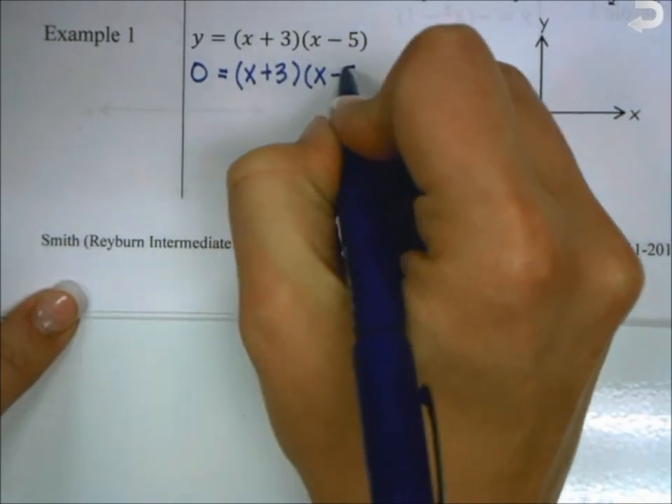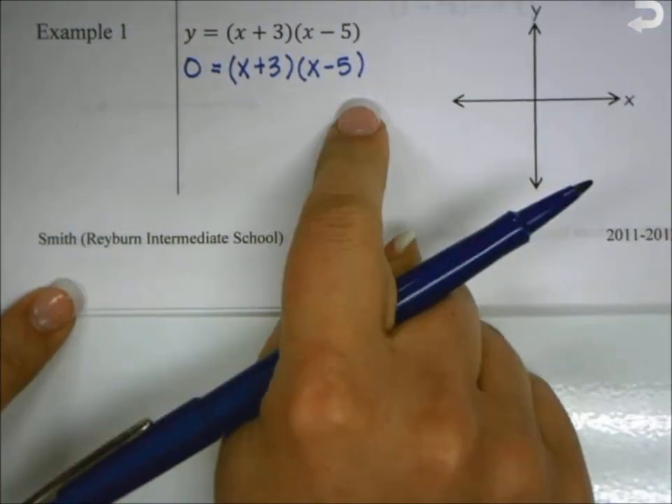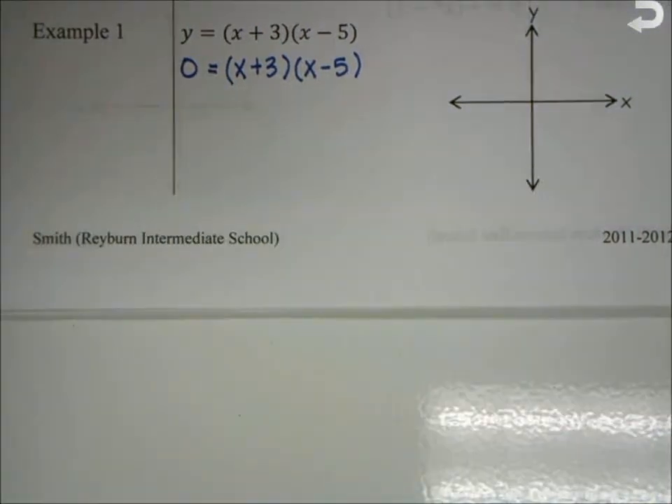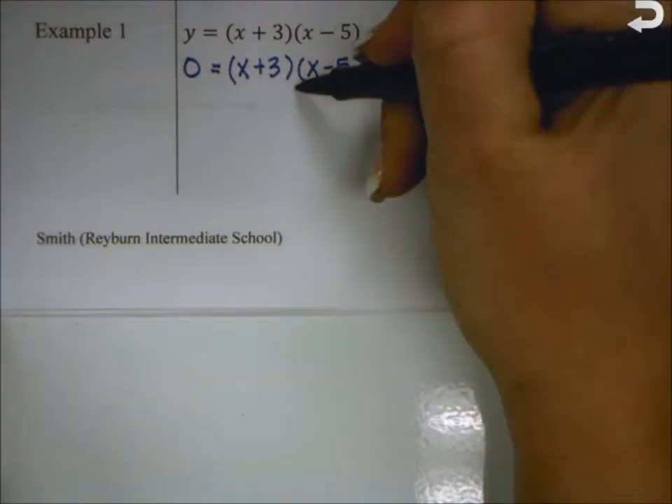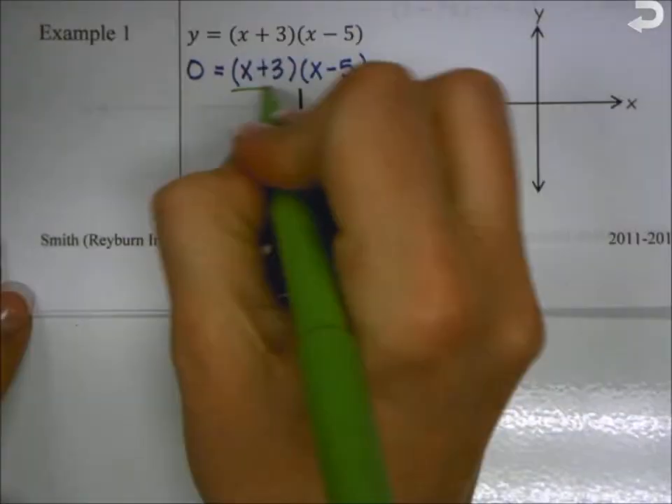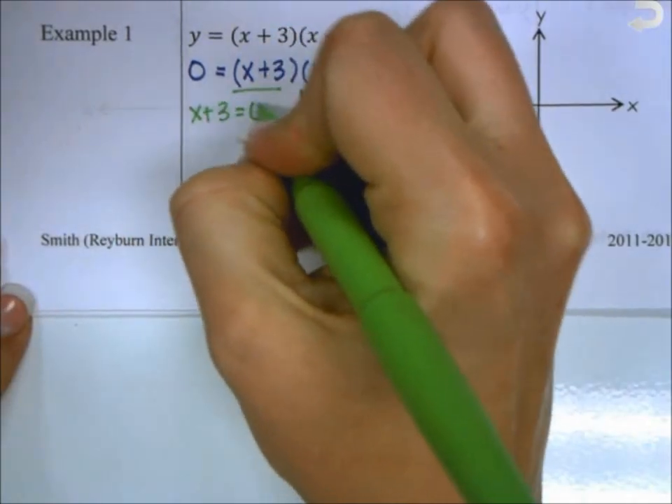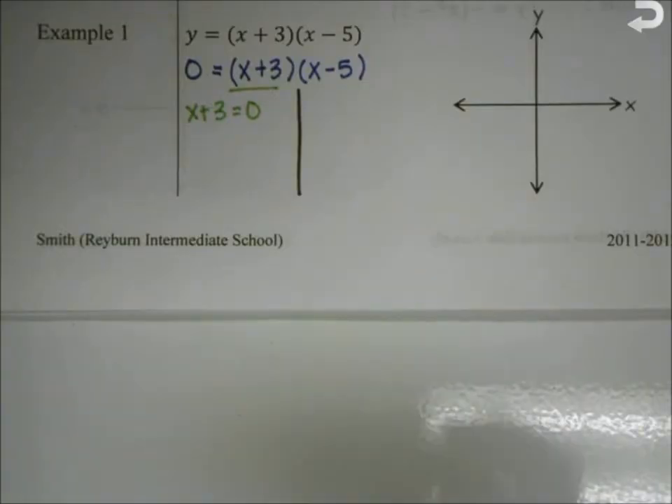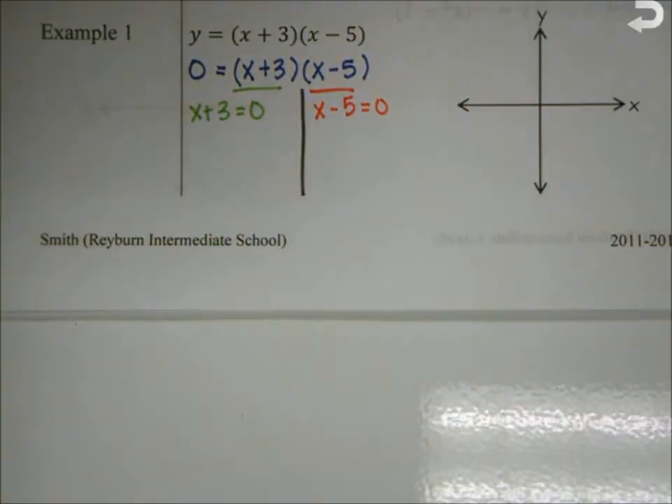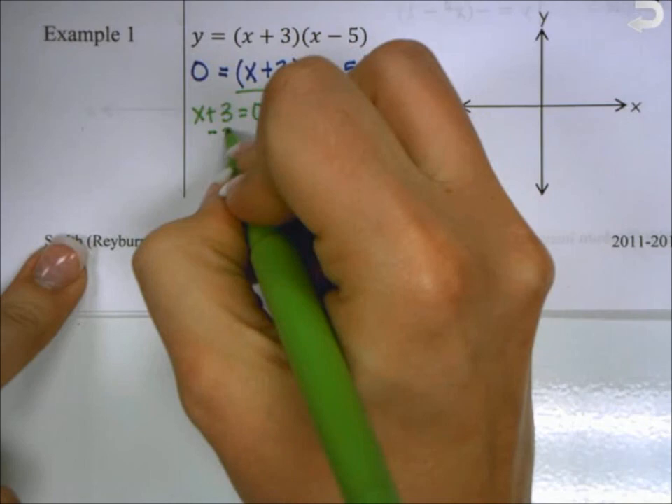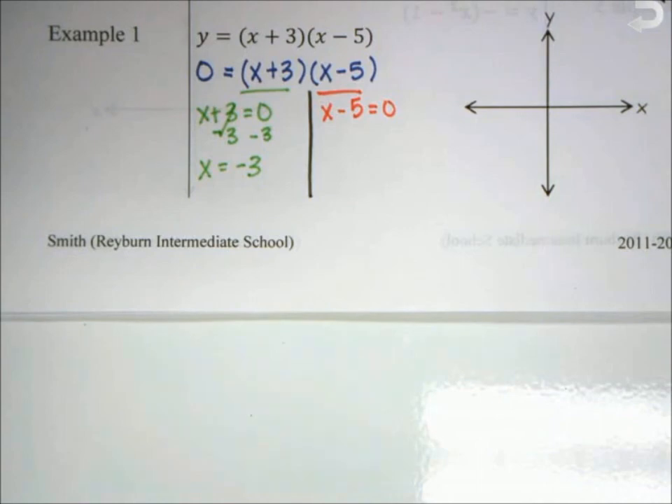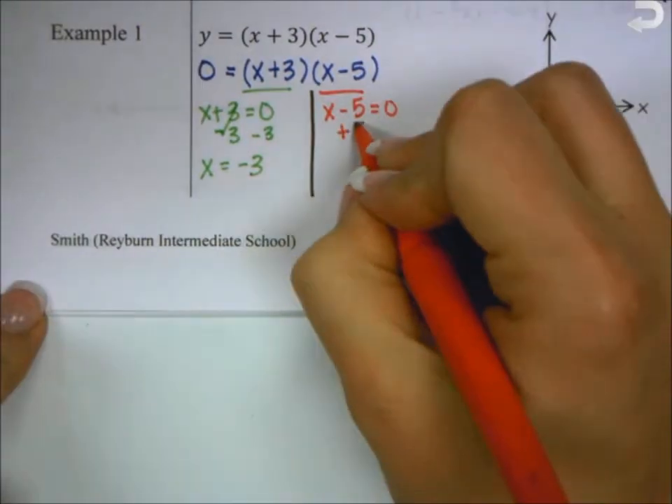And now I can solve this using the zero product property, just like we did on Wednesday. So remember, the first thing I did was draw a line down the middle, and I set this one equal to 0, so x plus 3 equals 0, and I set this one equal to 0, x minus 5 equals 0. So let's solve for the green one first. To solve for x, I subtract 3 from both sides, and I get x equals negative 3. And to solve the red one, I add 5 to both sides, so I get x equals positive 5.